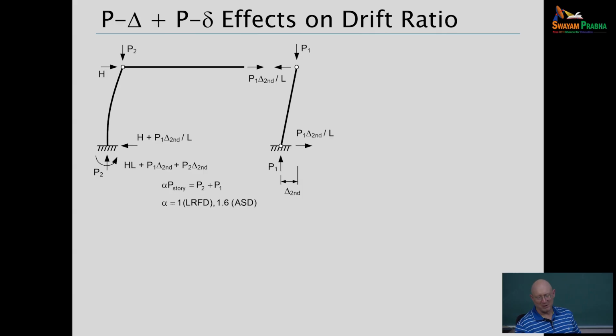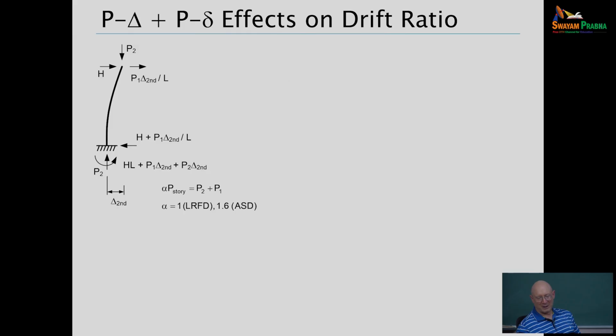The alpha P story here is P1 plus P2. Let's suppose those are factored loadings for some load combination we're checking. And again, alpha is 1 for LRFD. We won't bother to talk about 1.6 and needing to scale from working load level to strength and then divide by 1.6 again to get back to working load. Can we say that in the sway problem, small delta is the same as capital delta? In the sway problems, is small delta the same as capital delta? Not quite. This is a good example to understand some of that.